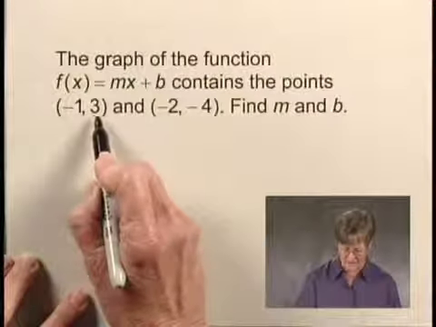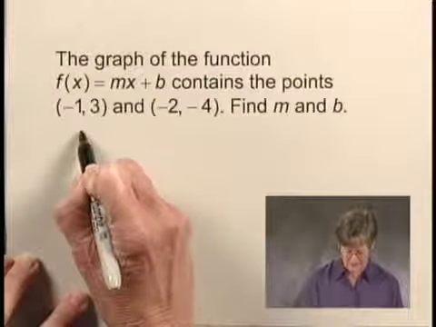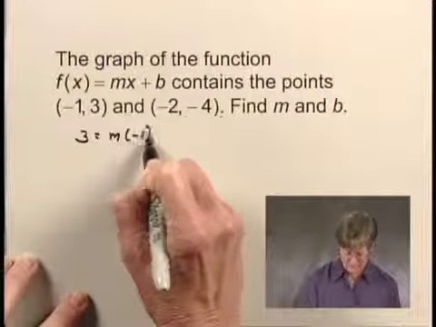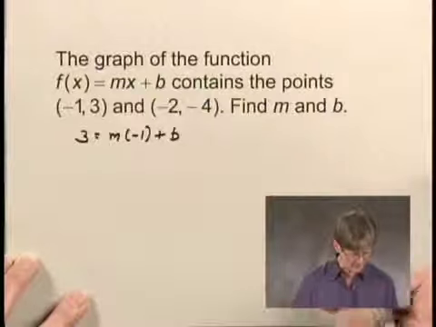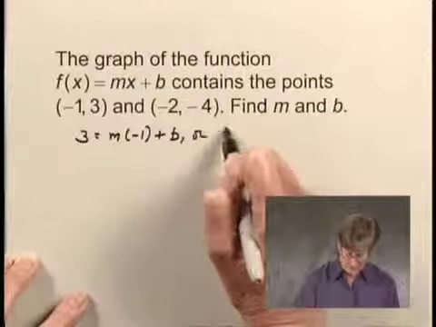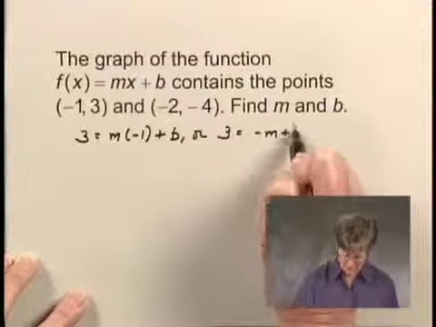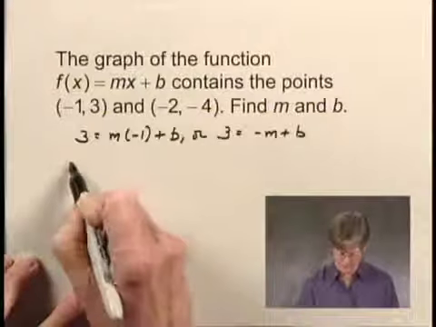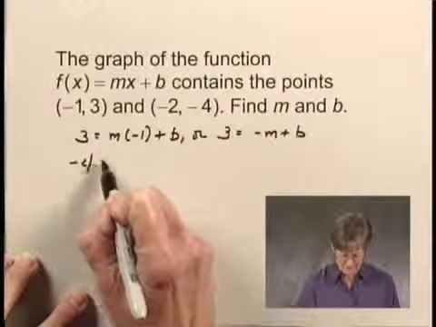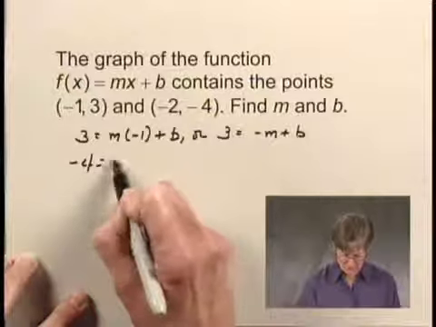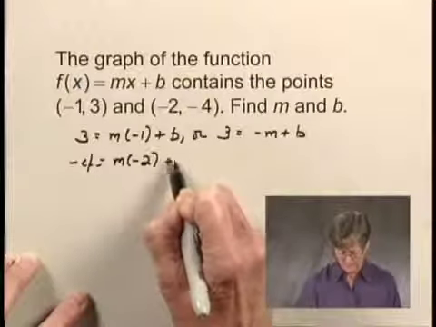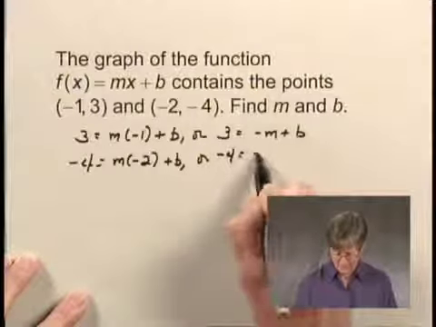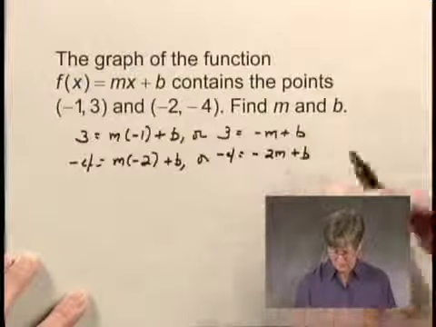Using the point (-1, 3), I substitute 3 for f of x, and I substitute -1 for x. So I can write it as 3 equals the opposite of m plus b. Now I'm going to use the point (-2, -4) and do the same thing. I substitute -4 for f of x, and I substitute -2 for x. I can write this as -4 equals -2m plus b.